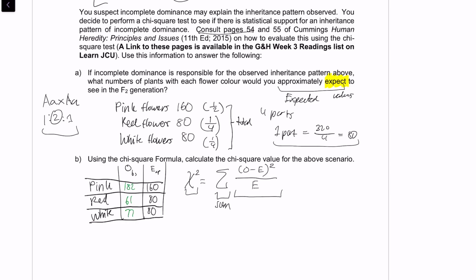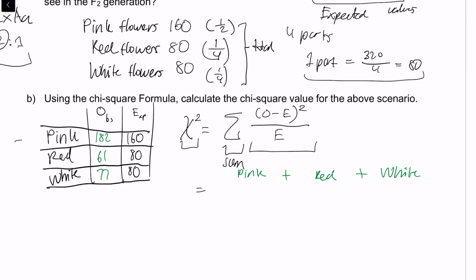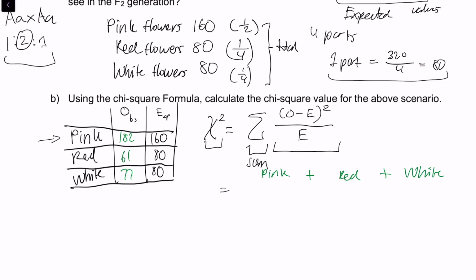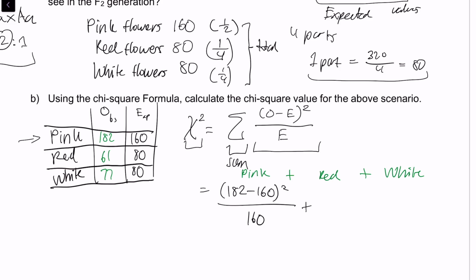Okay, so what we can do now is separate them into labels, say pink, red, and white, and then just add them together, right? So for pink, let's just focus on this first row. So we have observed value of 182 minus 160. Square that and then divide by the expected value, which is 160. And then plus my value for red. Now looking at this row, so I have 61 minus 80.